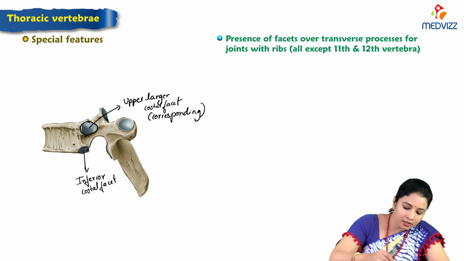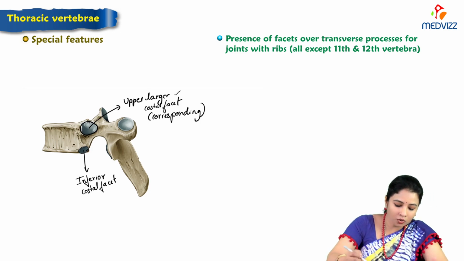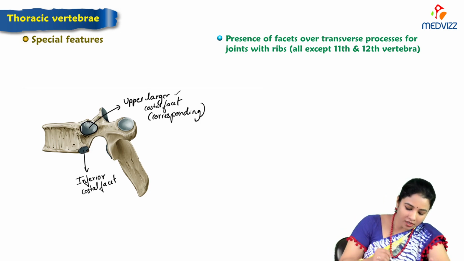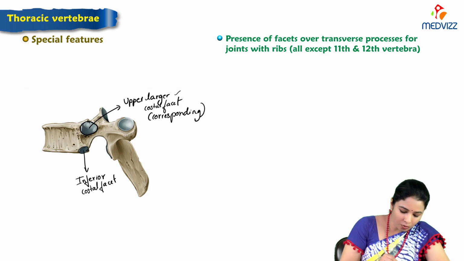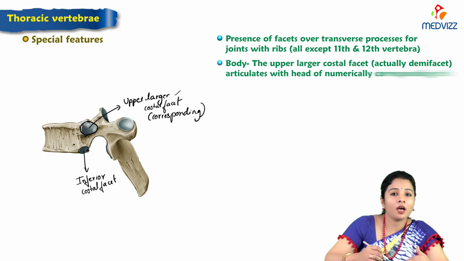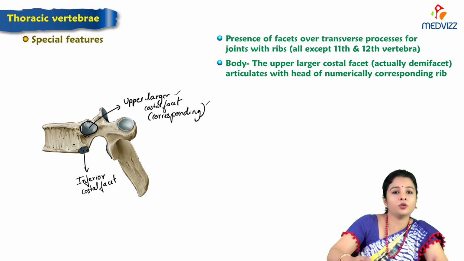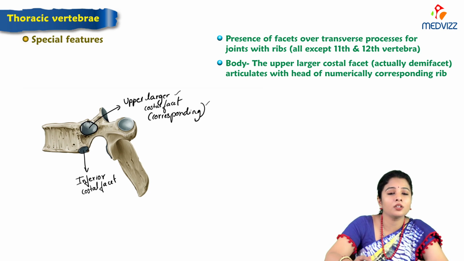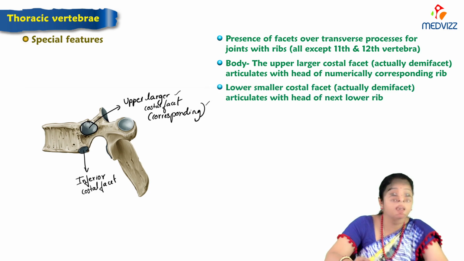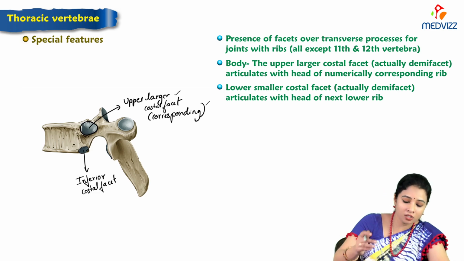There is a larger upper costal facet, and the inferior one is the smaller costal facet. The upper larger costal facet articulates with the head of the numerically corresponding rib. So this one articulates with the numerically corresponding rib. The lower smaller facet, which is also a demi-facet, articulates with the head of the next lower rib.